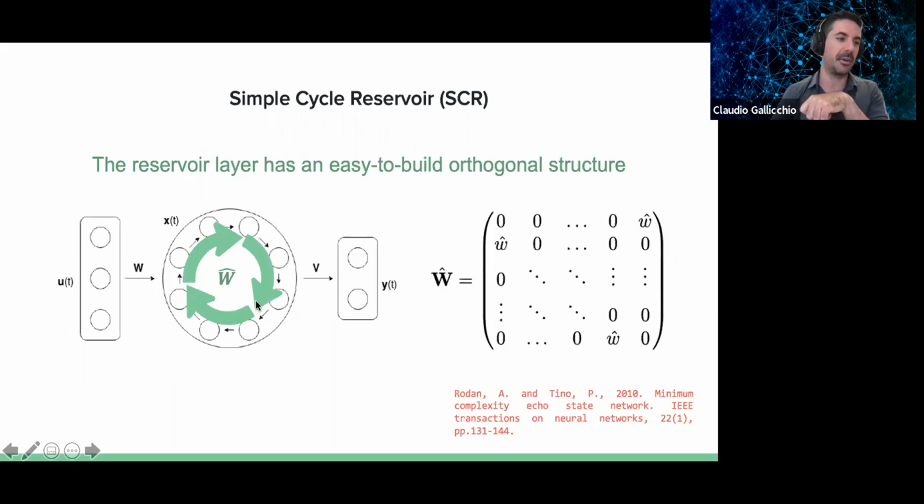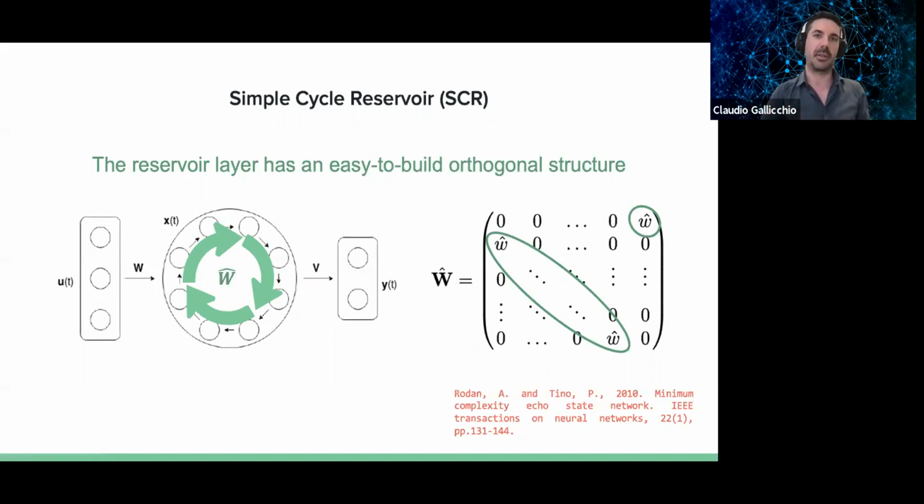And why do you have that? Because in practice, this enforces a specific structure in the recurrent weight matrix, where only the subdiagonal and the top right element are different from zero. In particular, this is a very specific permutation matrix and enforces a number of desirable properties. So there are a number of studies, and this is a very popular example, that try to simplify even more the architecture of a recurrent neural network, still trying to give not only computational efficiency, but also a number of desirable properties from a computational perspective.